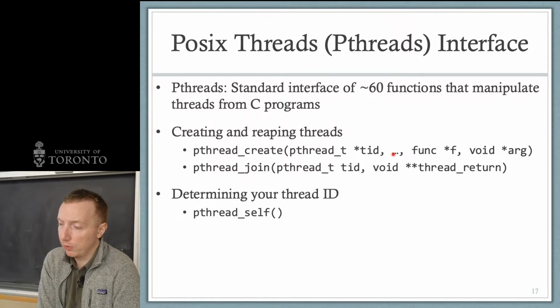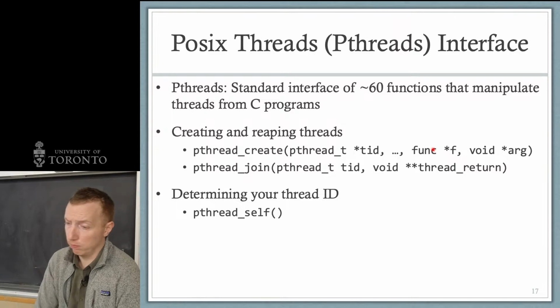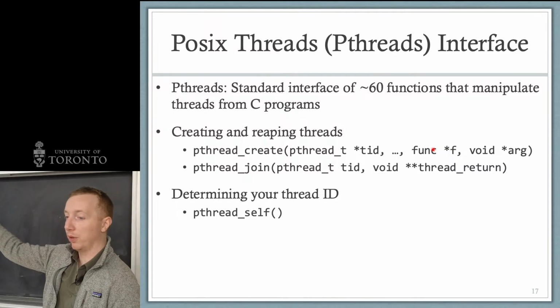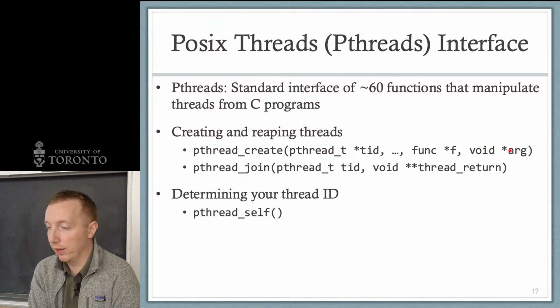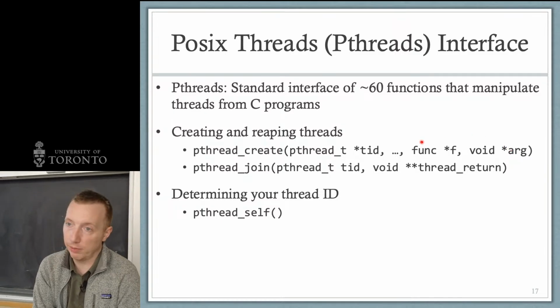Then there are some attributes here. You can just say null if you want the default ones. And then a function to run. The whole prototype is gone from here, but it's a function that takes a pointer and returns a pointer. And then this arg is the value of the pointer you want to pass to this function whenever it first runs.